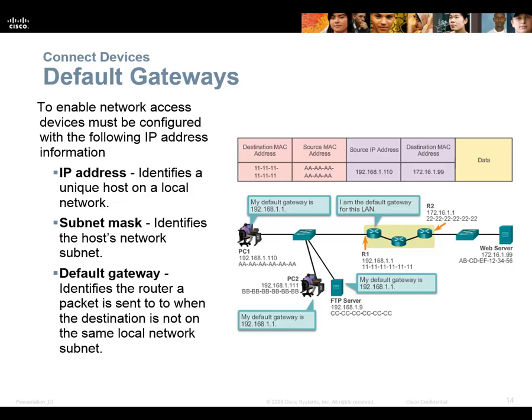And the default gateway identifies the router a packet is sent to when the destination is not on the same local subnet. For most of you at home that have wireless, your default gateway is probably 192.168.1.1, or if you happen to have Belkin equipment, .2.1. And what that means is when you go to www.yahoo.com on your browser, your local router says this is not an address for me, so I'm going to send it out the default gateway, and I'm going to let it figure out how to route it.